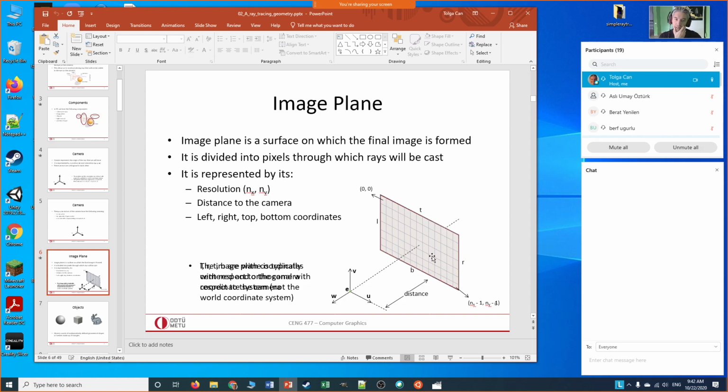All right, so setting up the image plane and its distance to the camera is really important to have different fields of view. You can have zoom in and zoom out effects, and we are going to talk about all these today.